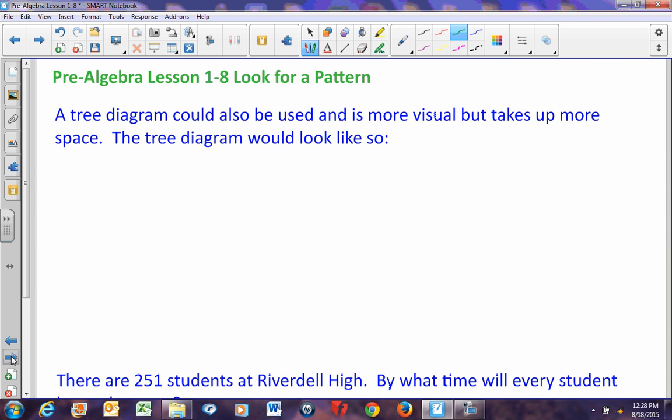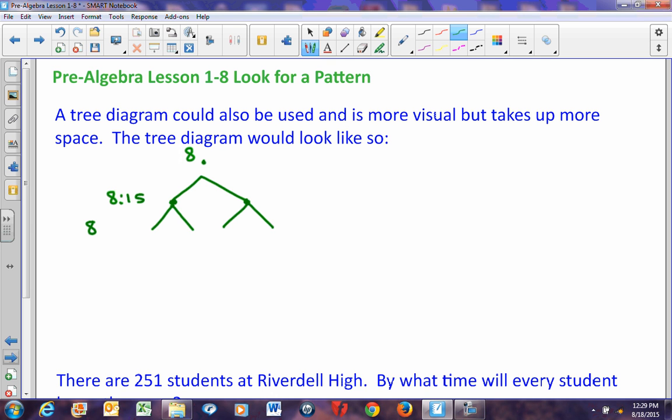We could have used a tree diagram. It's a bit more visual, takes up more space, but it would look something like this. At the start, at 8 a.m., here's my start. That person tells 2 people. So at 8:15, 2 people know the story. Each one of those 2 people tells 2 people more at 8:30.